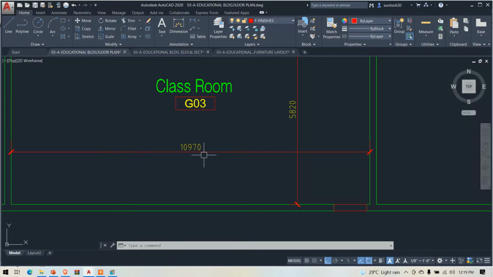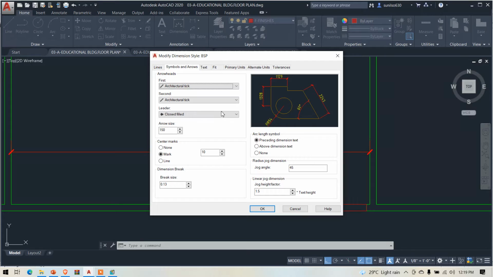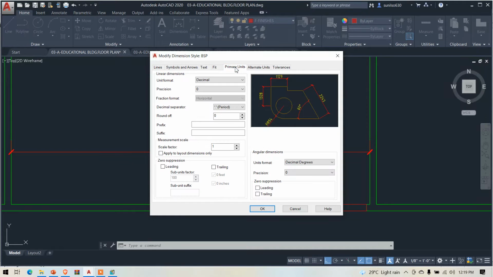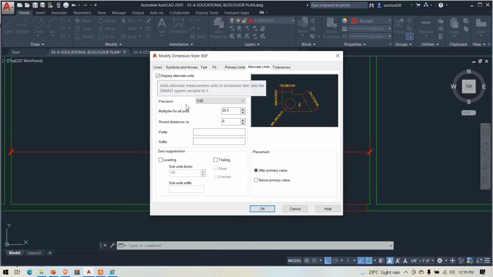How we have to convert: in AutoCAD we have one more command that is called dimension style. Under the dimension style, we have the option called modify. Go to modify. Under modify, these are the primary units. Primary units is nothing but the default units, that is in mm, and here we have one more option that is called alternative units. Select this alternative unit and display the alternative units, and here we have an option called multiplier for alternative units.